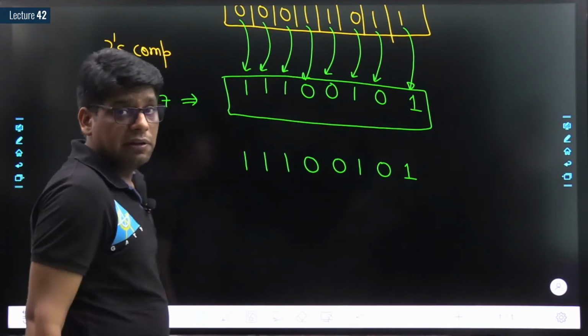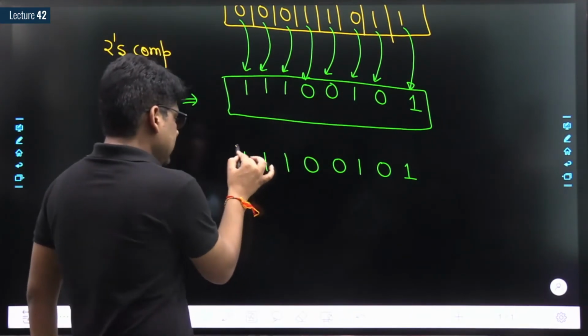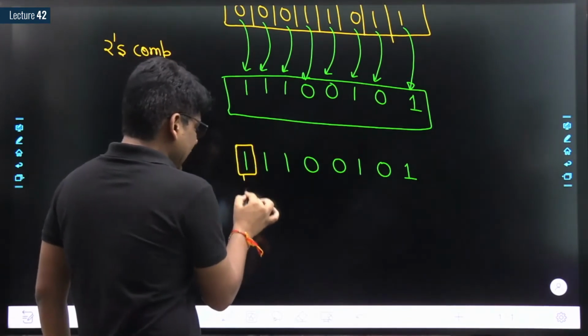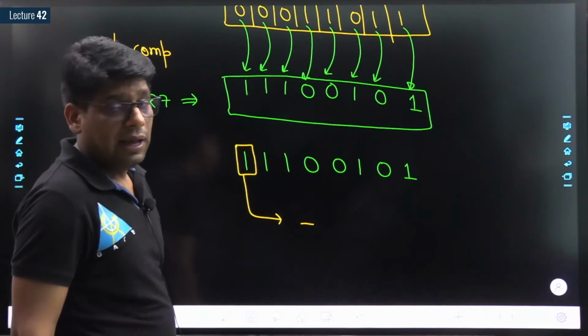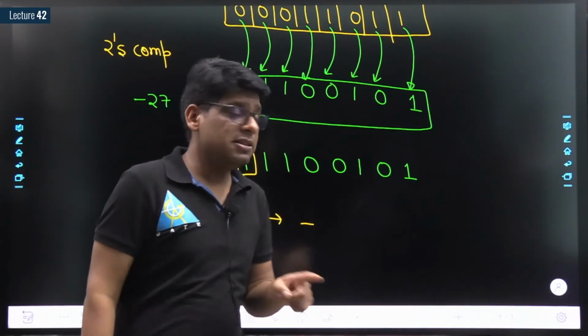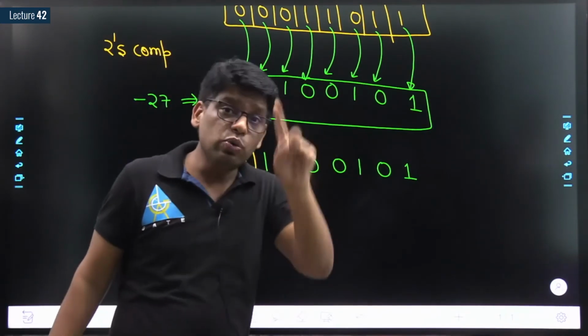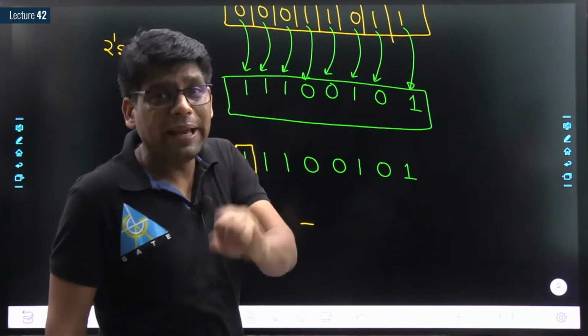Firstly, the computer will check the MSB. By this, the computer gets to know that the sign is negative. And the computer gets to know that this is a negative number, which means this representation is in 2's complement form. So how to find the actual number? How to find the magnitude?